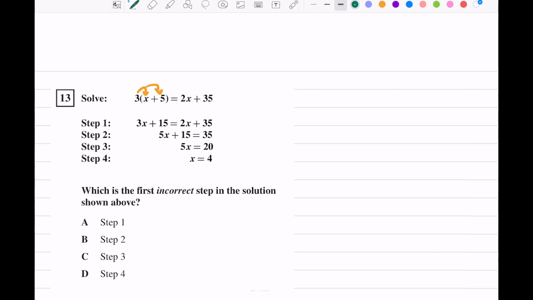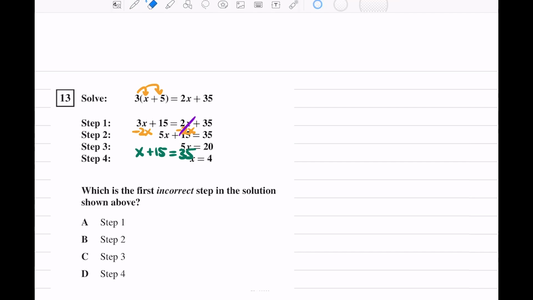Looking at step 2, it looks like we're getting our x's on the left side. So how can we do that? Well, we would need to subtract 2x from both sides. And on the left side, we would get 3x minus 2x, which gives us x, and our plus 15. And on the right side, we'd just be left with our 35.